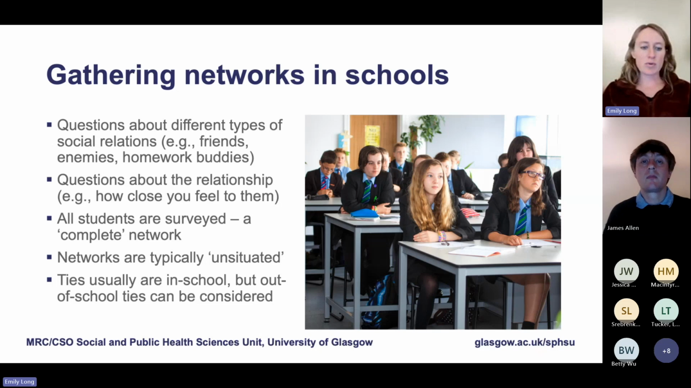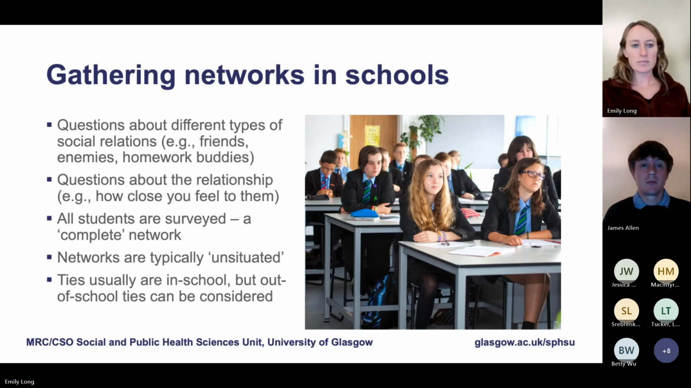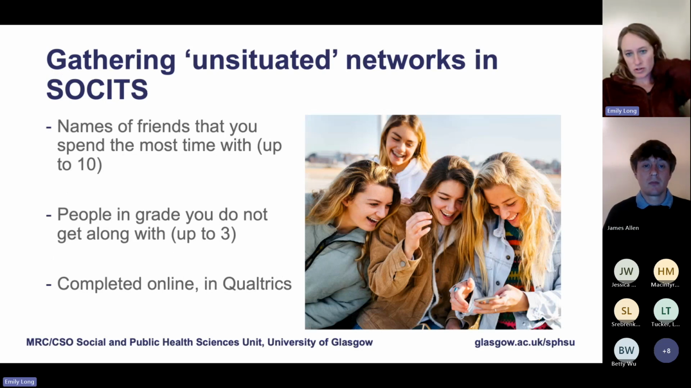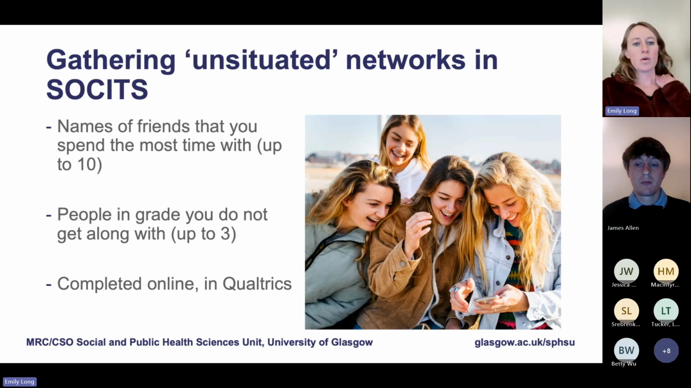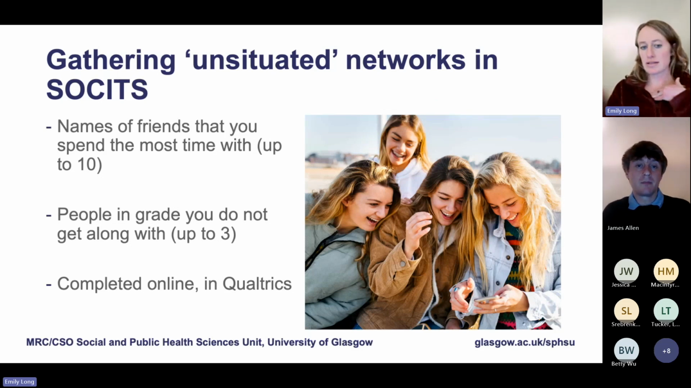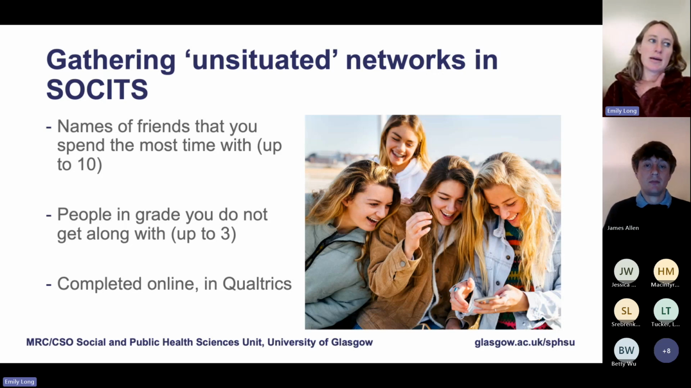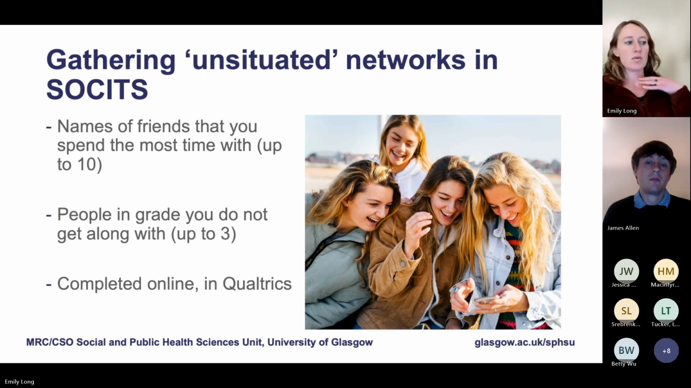And then I did want to point out, for those of you who do not do social network data collection, that normally when people do this bounded social system, they only ask about the social ties within the school, within the bounded area. But there are ways that you can capture out of school or out of boundary ties, but the way that you actually model them is slightly different. So in SOCITS, which Srebrenka is going to show you, we gathered unsituated networks and situated networks. So we did both because we wanted to see how these relationships were different and how they related to the student's well-being.